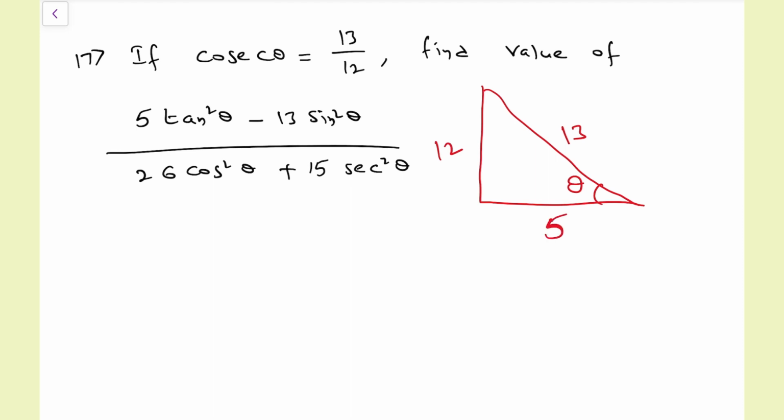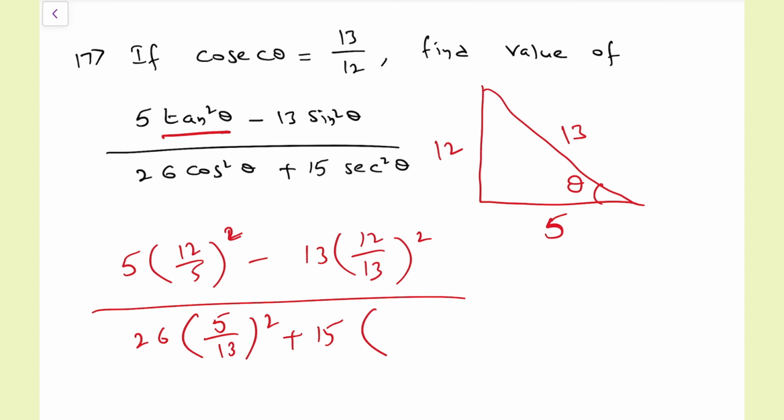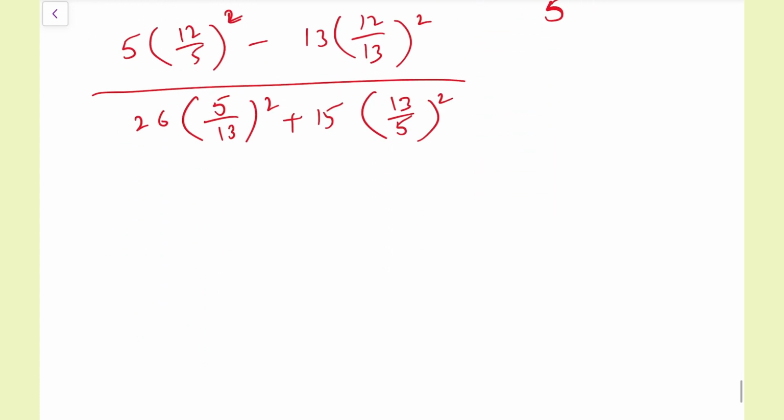Now let us apply in the formula then. 5 into, here tan square is there, tan is opposite by adjacent. So opposite is 12, adjacent is 5. (12 by 5) square minus 13 into sine square, opposite by hypotenuse, (12 by 13) square, divided by 26 into cos square, adjacent by hypotenuse, (5 by 13) whole square, plus 15 into secant square, cos reciprocal is secant, right? So simply (13 by 5) whole square. Let us simplify this first.